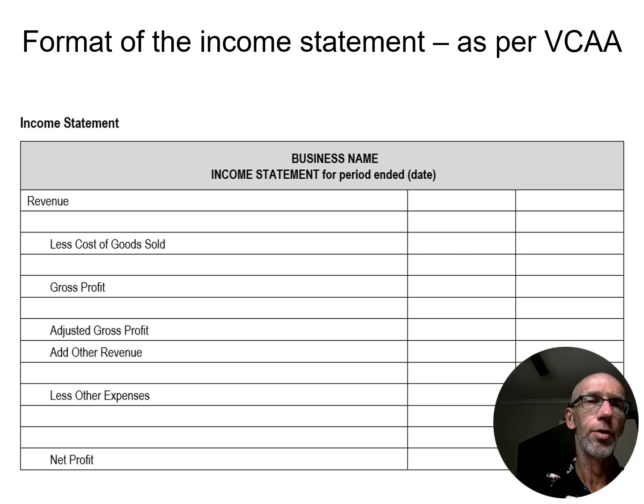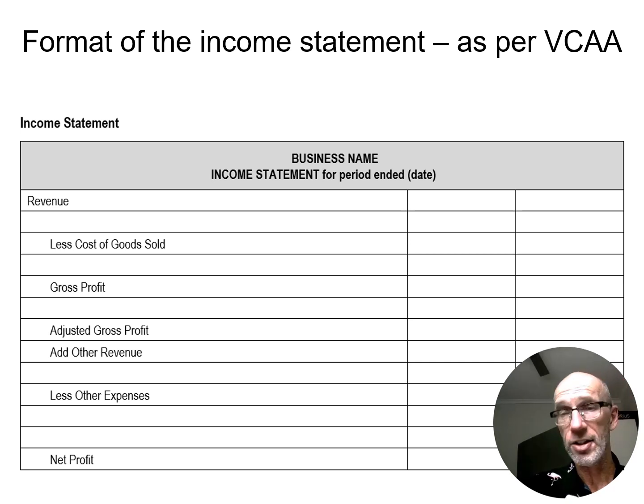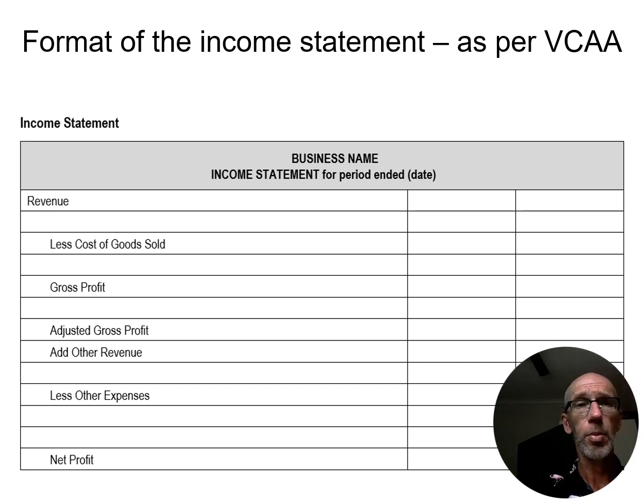Now, as opposed to a classified balance sheet where we just have 5 simple headings, current assets, non-current assets, current and non-current liabilities, and owner's equity, for an income statement, the actual headings will vary greatly depending on whether it's a service or a trading business. Now, in the VCAA study design, it actually has a template for the various reports, including the income statement.